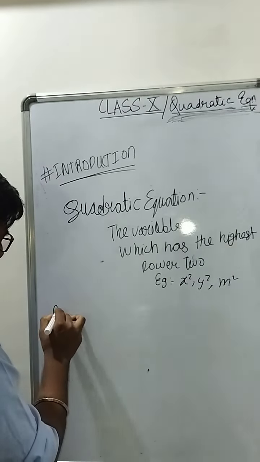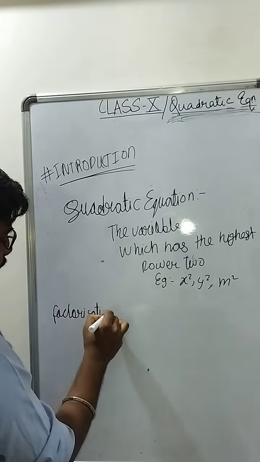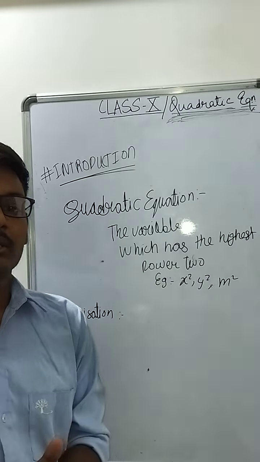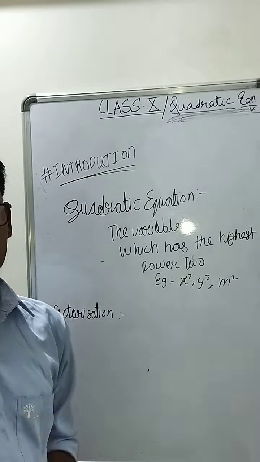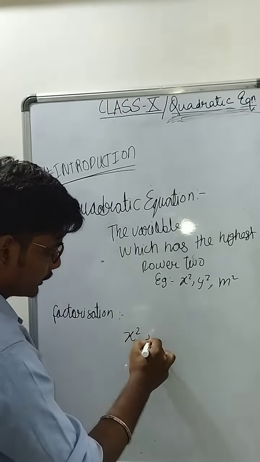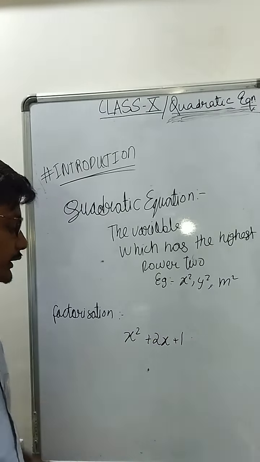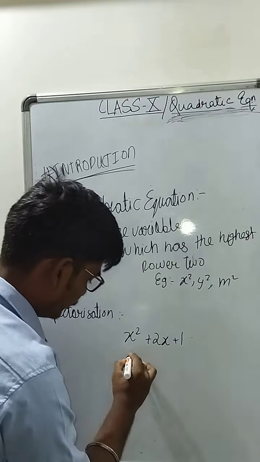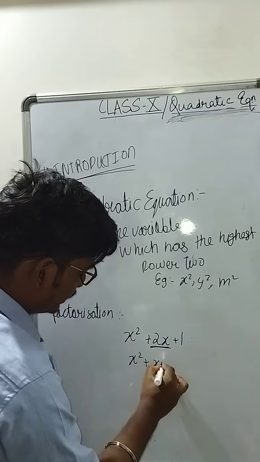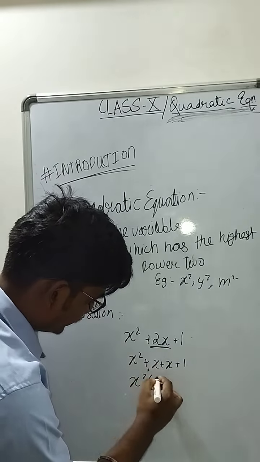So the factorization method. Basically we need to factor the given equation in two parts. Let's see how we do it. x square plus 2x plus 1 is the equation. Okay, this is the equation. We need to factor this. So x square, we need to split this middle term. x square plus x plus x plus 1. So x is common out.